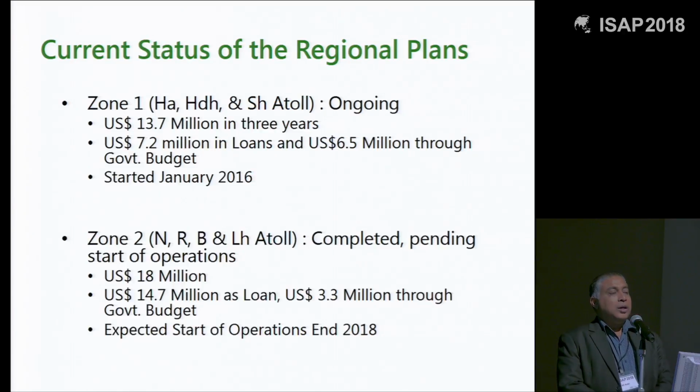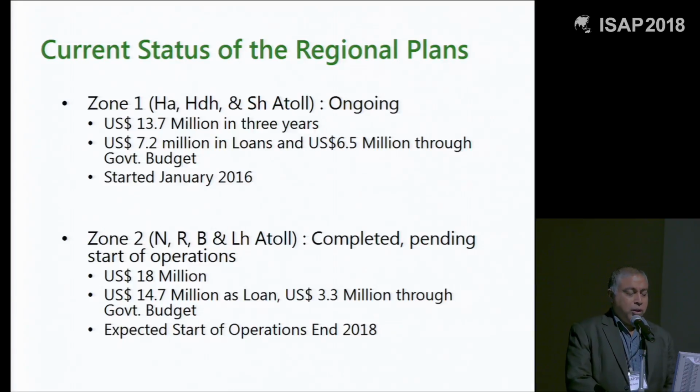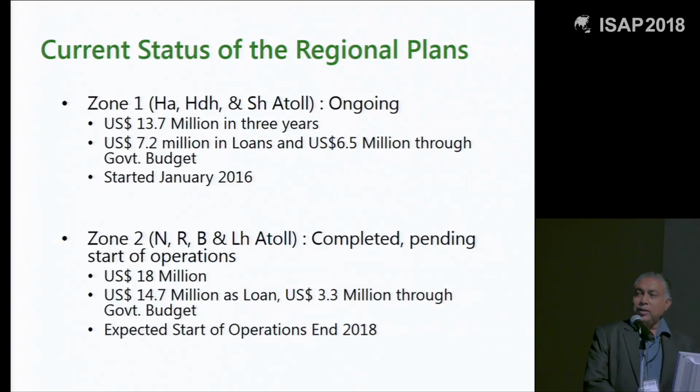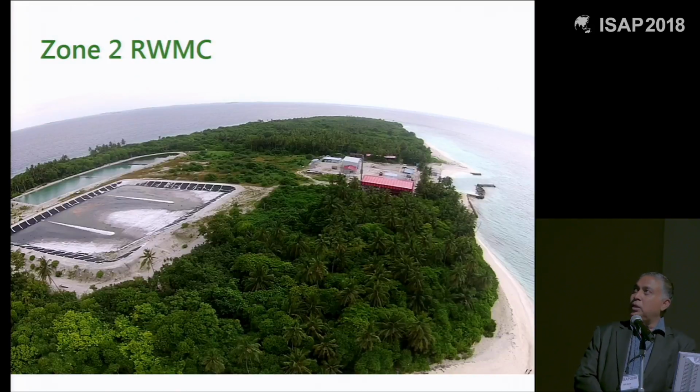In Zone 2, we started works about 5 to 6 years back with the help of World Bank assistance, and we had 44 islands and one regional center. The regional center is almost becoming operational. This is the regional center of that zone, and we have started operation, but it's not fully operational at this time. We are hoping that towards the end of the year, this zone will be fully operational.